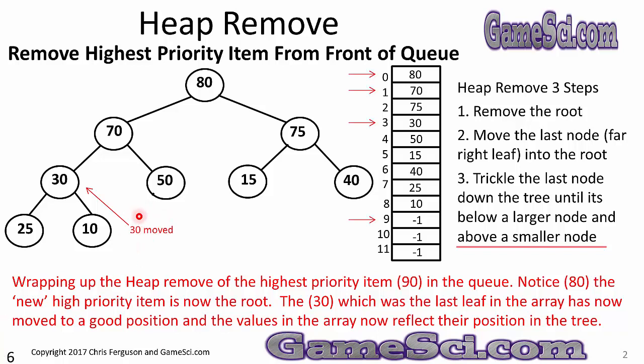30 used to be right here. It moved up and trickled down to this position. In order to do that, 30 had to move up to here. Then we swapped here and we swapped here. And 30 ended up in slot 3 of the array, exactly where it should be. As long as this node is larger than its two children, it's in the proper spot.